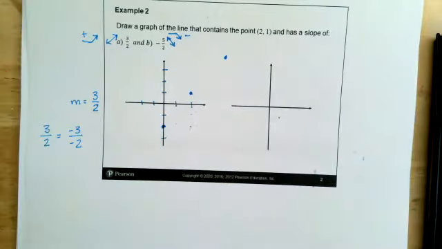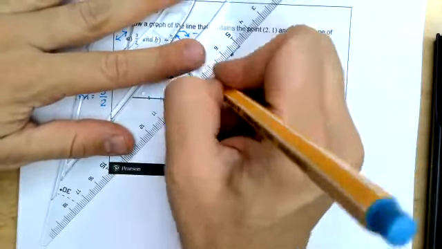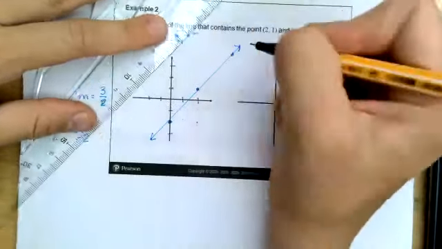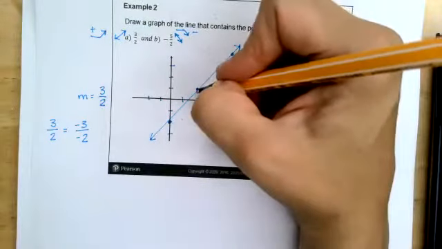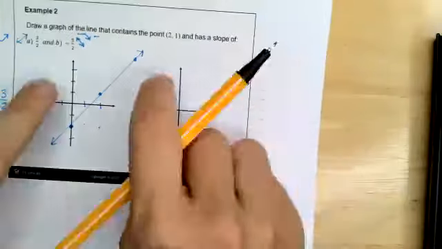Somehow lost my ruler. You see it's a positive slope. It generally is going up 3 over 2, if I was better at spacing things.